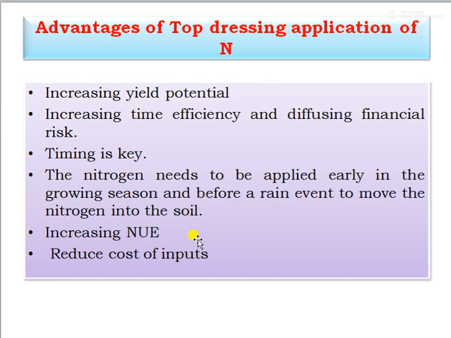Then also as a top dress, nitrogen is helpful for improving the nutrient use efficiency. Whatever the nutrients are, especially nitrogen, as they are applied, the plant will absorb or uptake these nutrients, because the nitrogen is applied as a top dress as per the need and demand.